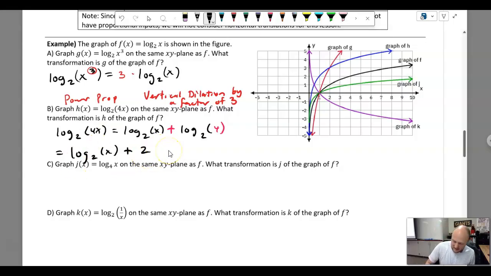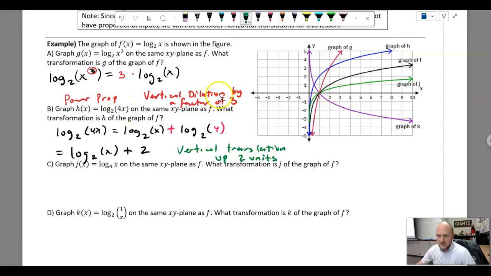So this is a vertical translation up 2 units. And just going ahead and showing these here, here are the graphs.